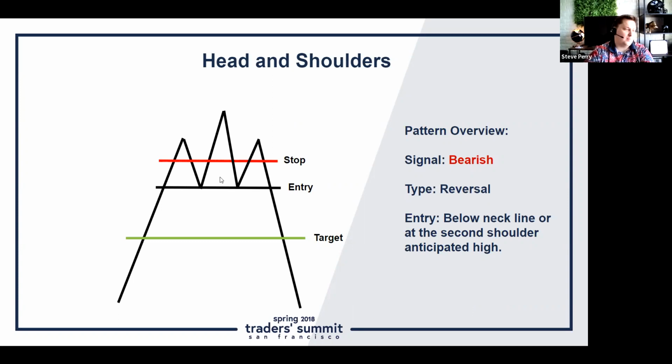Then the next thing that happens with head and shoulders is you get a market that comes up to here to the shoulder line, right? And it completes the shoulder. You've got shoulder, head, shoulder, and it completes the sequence.